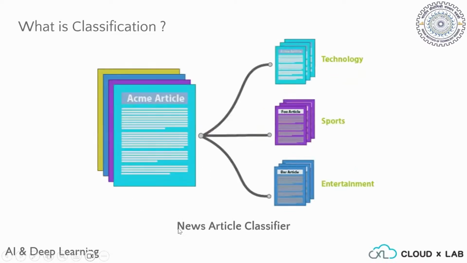Now let's take another example. Suppose you want to classify a news article depending upon its category. For example, a news article may belong to technology, sports, or entertainment. Since here we have more than two classes, this type of classification is called multi-class classification, right?